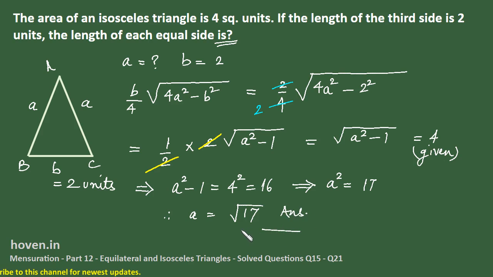We had to find out the length of each equal side. We started with A and A has been found out to be equal to square root of 17. Let us move to our next question now.